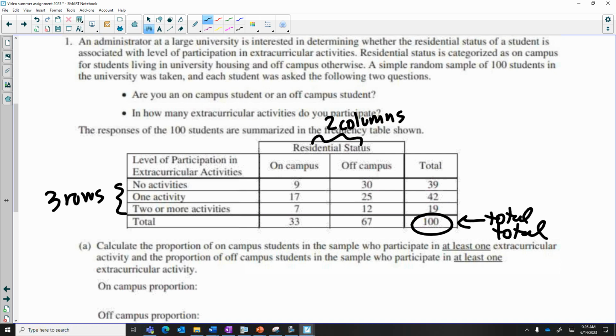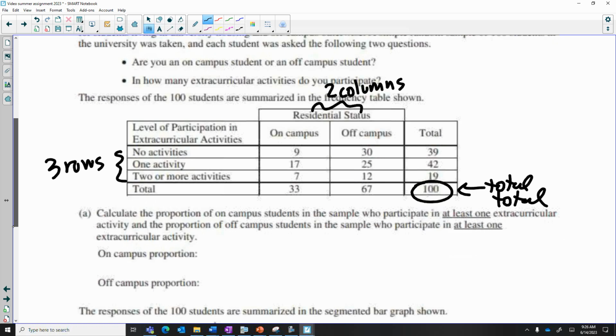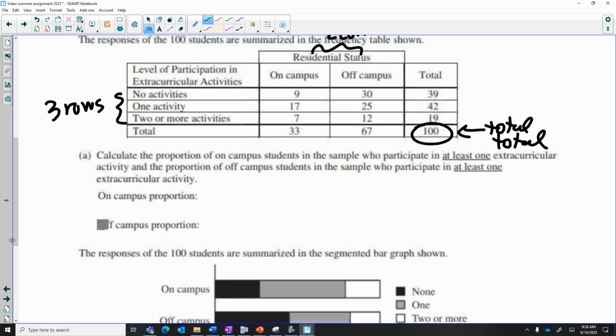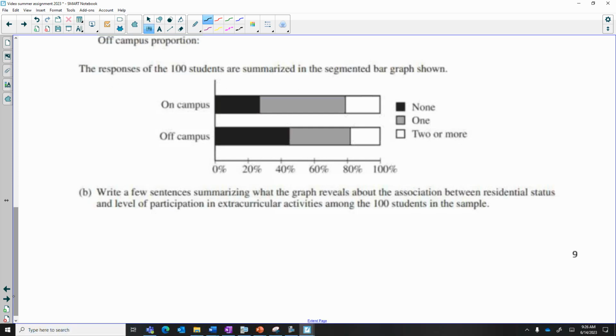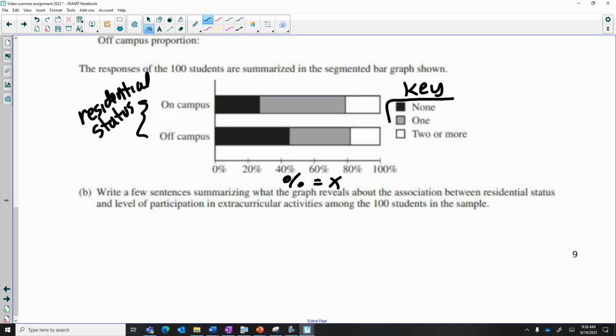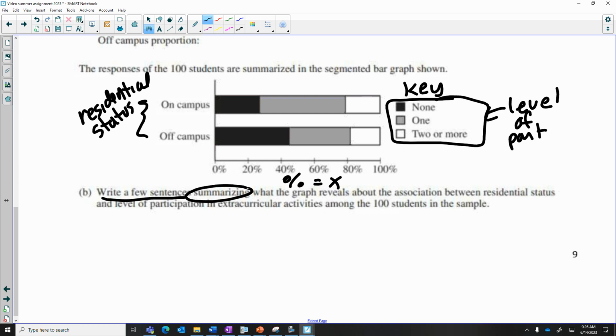So first it's going to ask you to find the percent or proportion of these for part A. And then it shows you that they created a segmented bar graph for you. And notice this one is horizontal instead of vertical, and that's okay. The percents are on the x-axis here, and the y-axis is the residential status. And then they created a key on the side, and the key is showing the level of participation in extracurricular activities within each group. So there are 3 segment percent breakdowns within the on campus and 3 within the off campus. And it says write a few sentences summarizing what the graph reveals about the association.